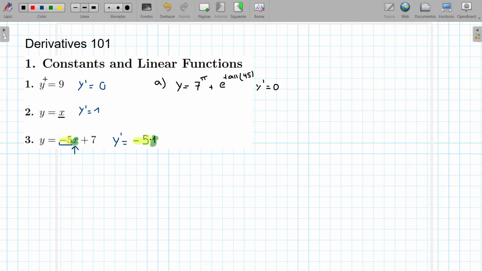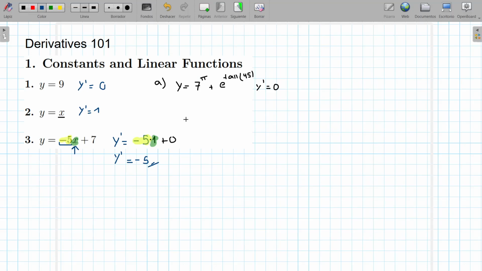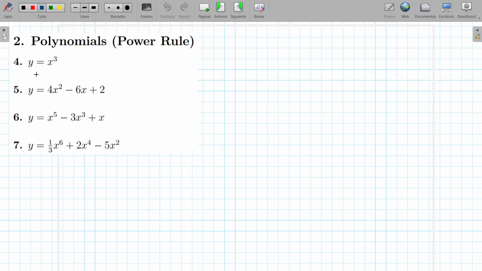Well, and then we got the 7. So if we do the derivative of 7, that's just 0. And our final answer is going to be just minus 5. And that's it. Okay? So checking this, let's move forward.